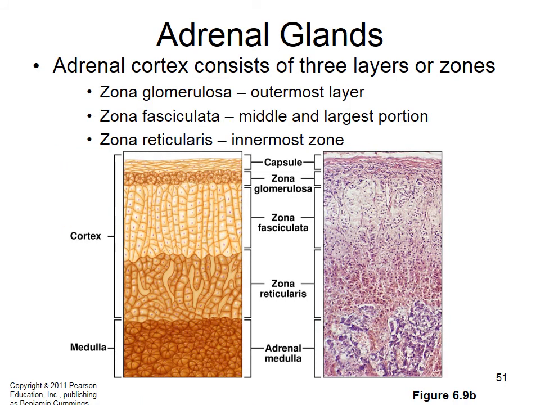Here we've got a cross-section, so an actual micrograph versus a cartoon of the adrenal cortex. And here's the medulla, which is that middle portion. We have the zona glomerulosa, the outermost layer, the zona fasciculata, the middle layer, and then the zona reticularis, the innermost layer. The cortex portion secretes steroid hormones, and the medulla does the catecholamines.